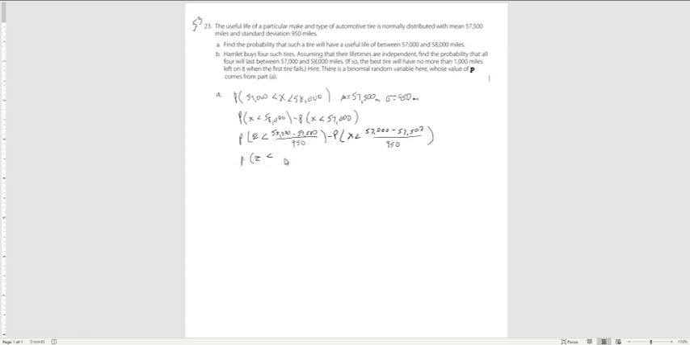Okay, minus 0.53. No, that's a plus, right? Plus 0.53, minus the probability of z is less than minus 0.53.